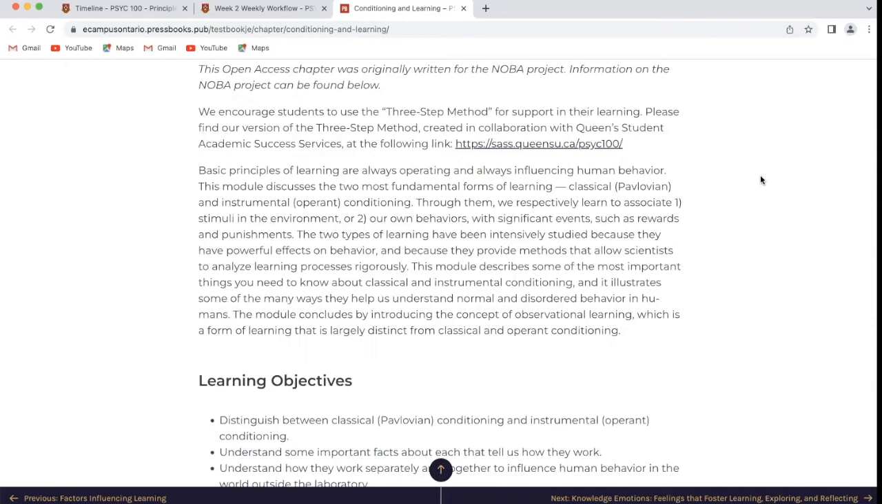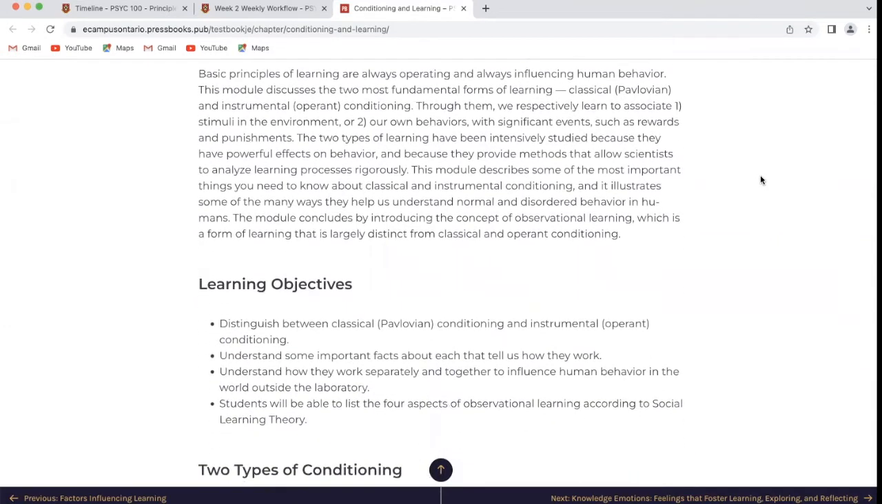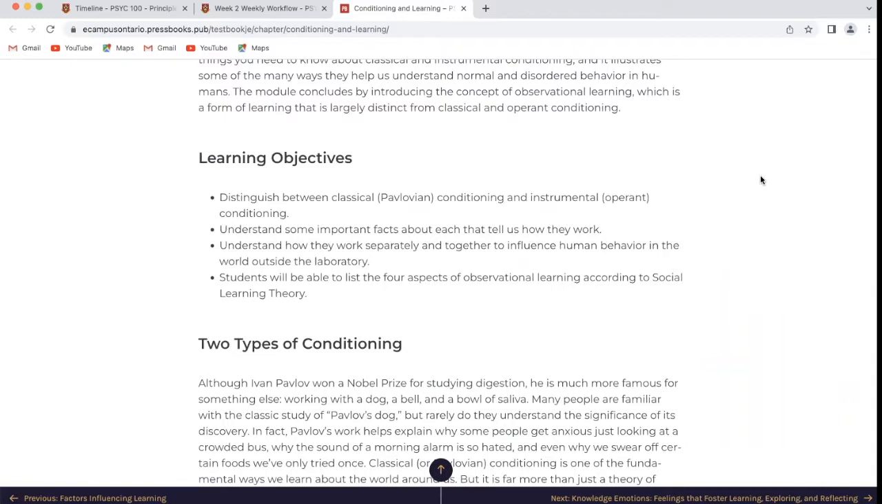The two types of learning have been intensively studied because they have powerful effects on behavior and because they provide methods that allow scientists to analyze learning processes rigorously. This module describes some of the most important things you need to know about classical and instrumental conditioning, and it illustrates some of the many ways they help us understand normal and disordered behavior in humans. The module concludes by introducing the concept of observational learning, which is a form of learning that is largely distinct from classical and operant conditioning.